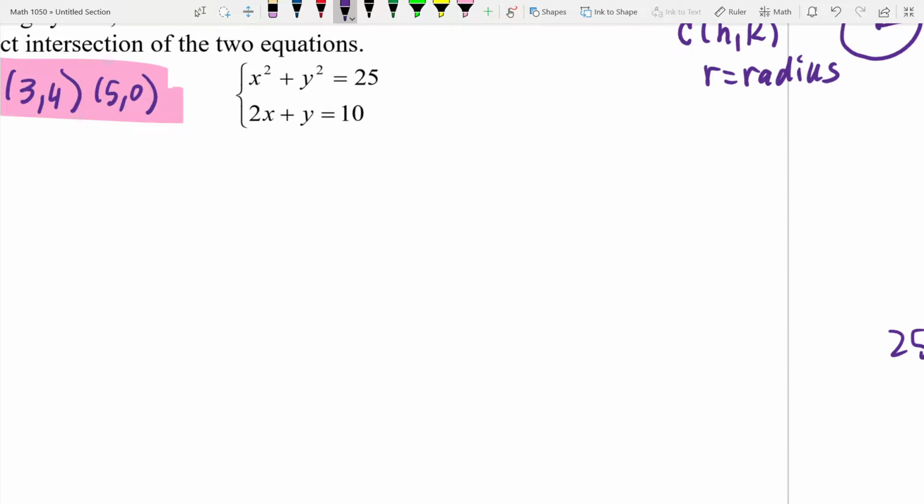I'm either going to solve this using substitution or elimination. I prefer elimination. I'm always going to do elimination whenever I can because I feel like, in my opinion, it's the cleanest and easiest way to do these problems. Doing elimination on this problem is not an option.